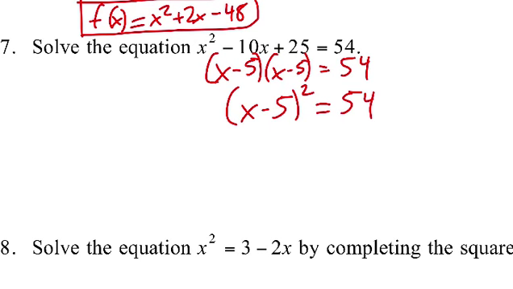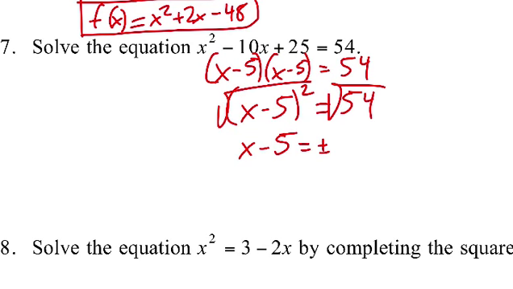The reason this is going to help us is now I can just take the square root of both sides. And so the square root of something squared is just, well, those cancel out. Now when we take the square root of 54, remember we're introducing the square root into this, so we're going to get a positive and a negative version.